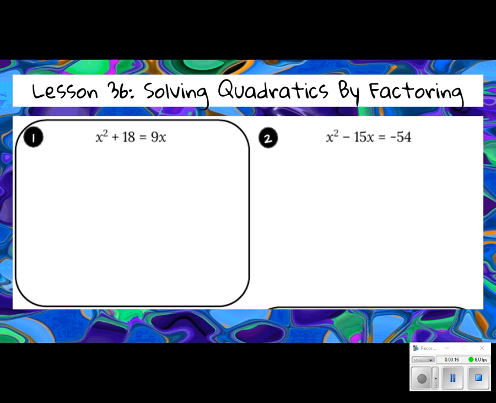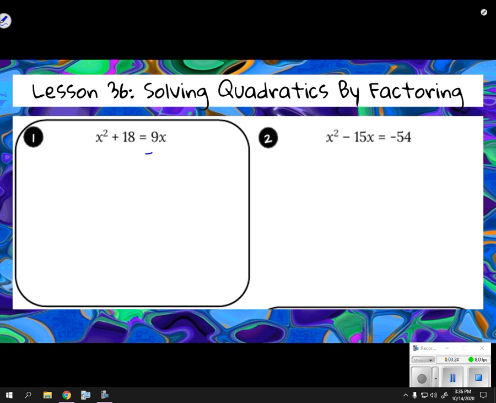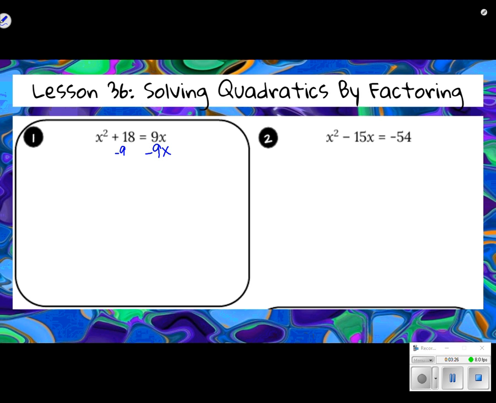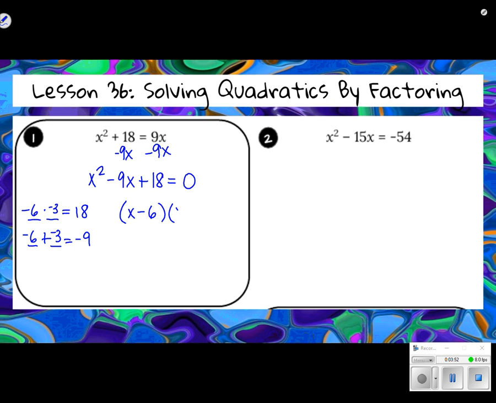So in number 1, x squared plus 18 equals 9x, it doesn't equal 0. But if I move this 9x by subtracting 9x, moving it to the left-hand side, I want to make sure it's written in standard form. Now it equals 0. Now I'm ready to factor. Can we find two numbers that multiply to give us 18 and add to give us negative 9? Negative 6 and negative 3. So that means I have x minus 6 and x minus 3.